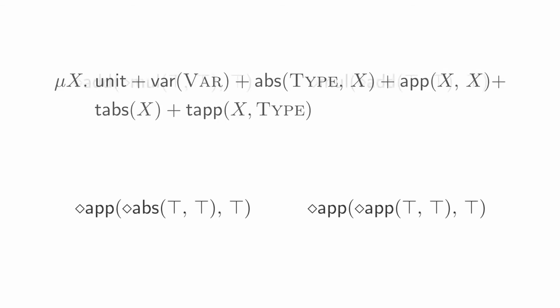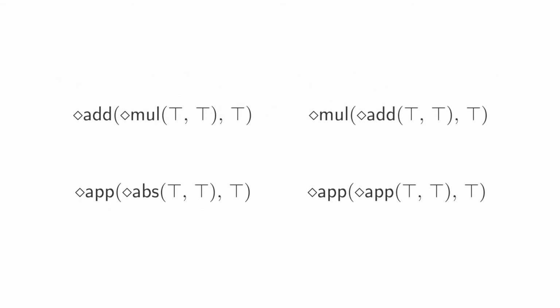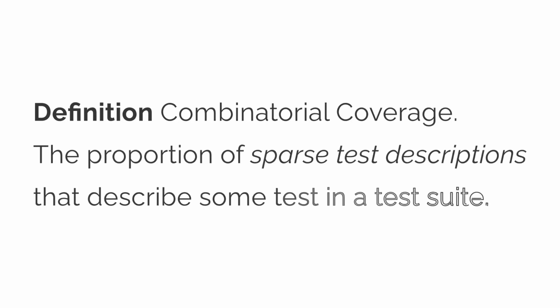The main takeaway is that the constructor interactions captured by sparse test descriptions are generally interactions that one might intuitively want to test anyway. With sparse descriptions in hand, we can finally give a generalized notion of combinatorial coverage. Combinatorial coverage is the proportion of appropriate sparse test descriptions that describe some test in our suite. This idea specializes to the classical definition of combinatorial coverage for simple configuration tuples.